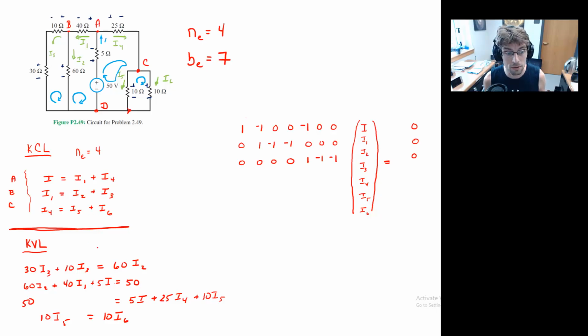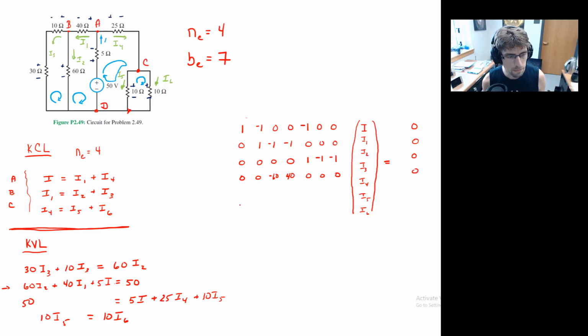Now we have to do the voltage law. Bummer. So I1, I'll go ahead and move I2 to the other side. So I have negative 60. Then I have 10I3. Excuse me, I3 appears twice in that equation. So I have 10I3 and 30I3, so I should write 40I3. And then I have 0, 0, 0, and again, 0.